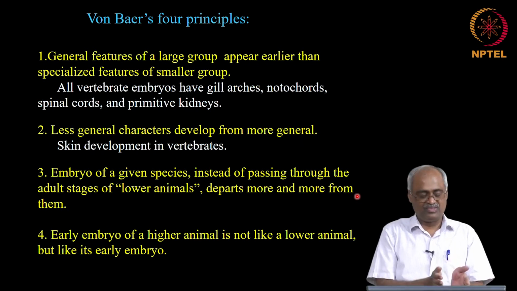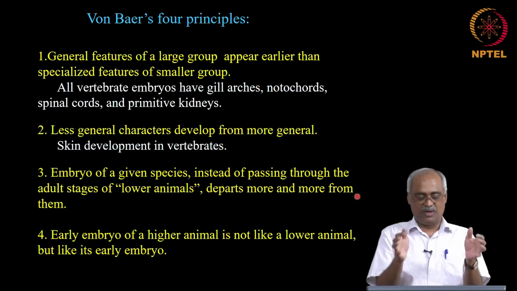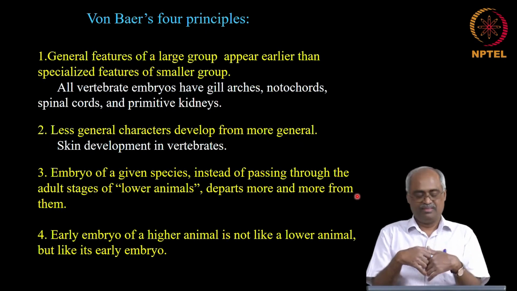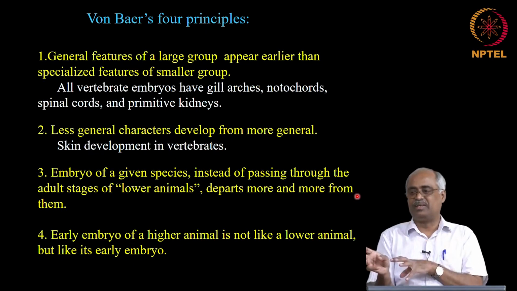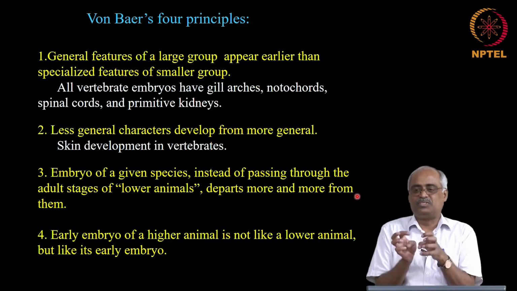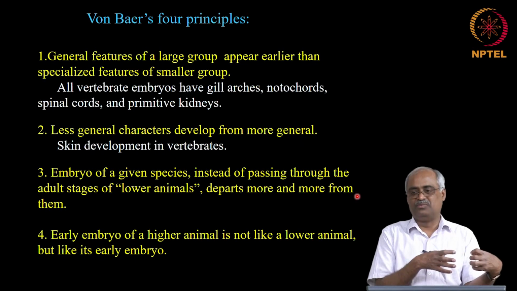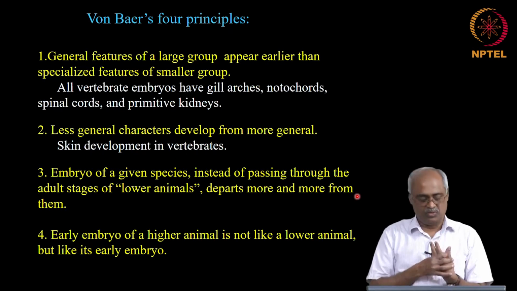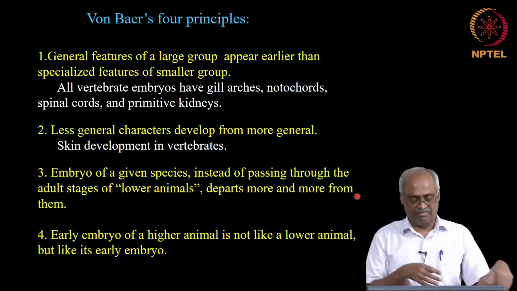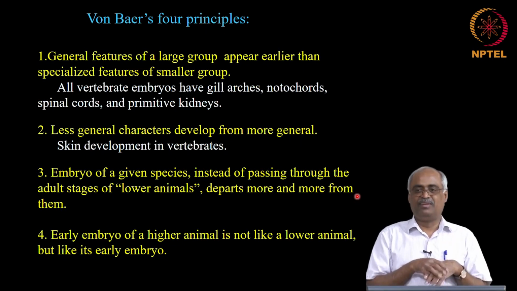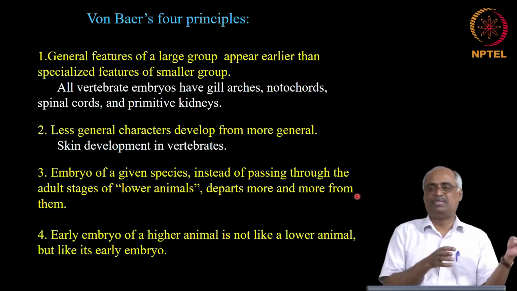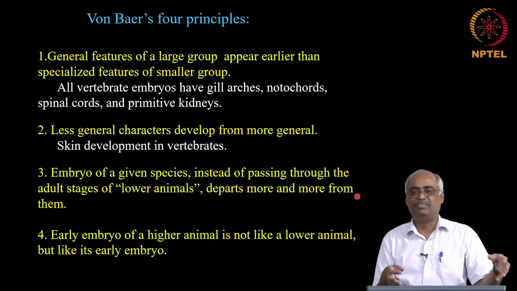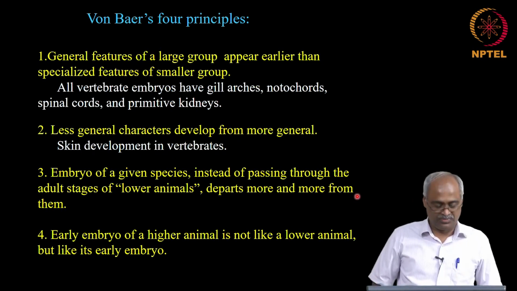So that is why he says general features of a larger group appear earlier than the specialized features of a smaller group. Like the primate features do not appear earlier in our embryo. So what appears early applies to the entire mammal group. So you will see when I show a picture that not just the mammals, even the fish embryo and our embryo resemble when you go sufficiently early.